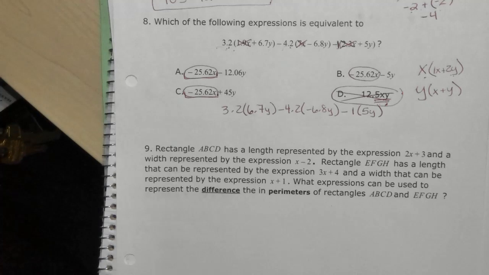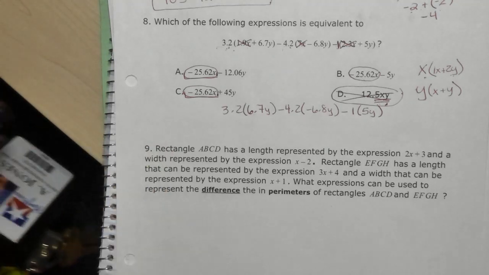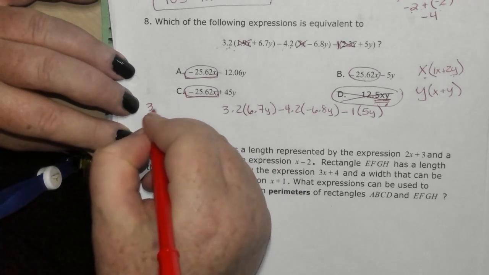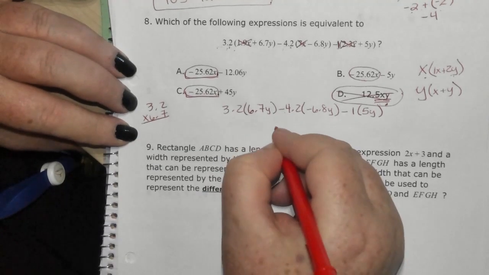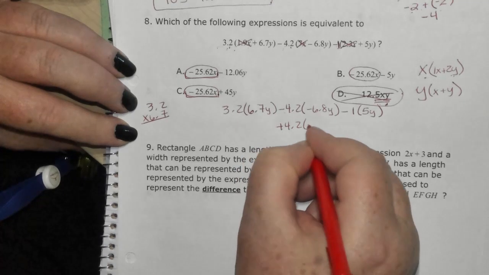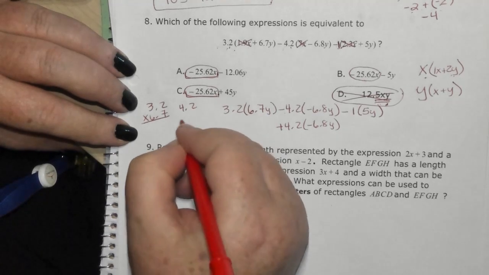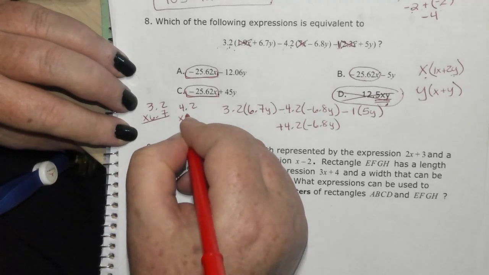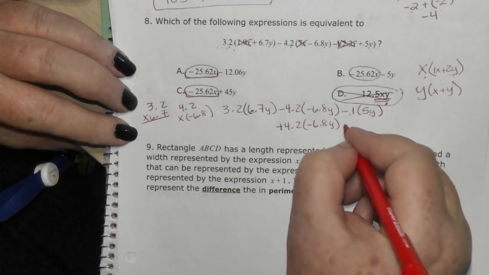It's got some ugly decimals in it. That's all right. You have access to a calculator. I didn't set my recording up to show you picture in picture. I only have my screen recording my paper, and I don't have a calculator out right now. So you're going to take my word for it. And this is plus 4.2 times negative 6.8y, and then negative 1 times 5.